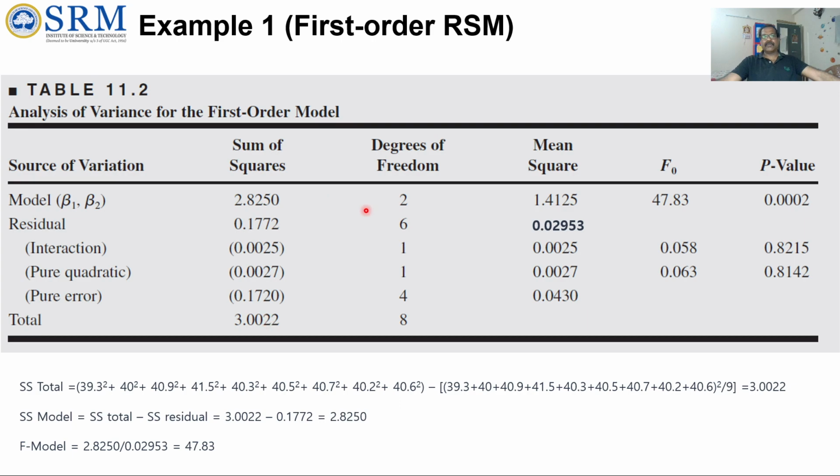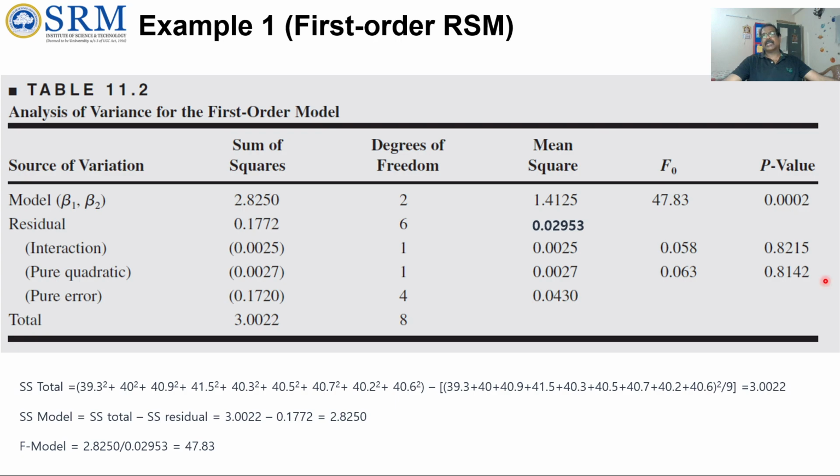The degrees of freedom we also know, and for the residual we also know all this. Once we know the degrees of freedom, this divided by this will give the mean square value, and this divided by this will give this mean square value, similarly each and every time. Then from the value 1.4125 divided by the residual value 0.02953, we can get the F value, which is significant. The p value is significant, but the other values are non-significant.